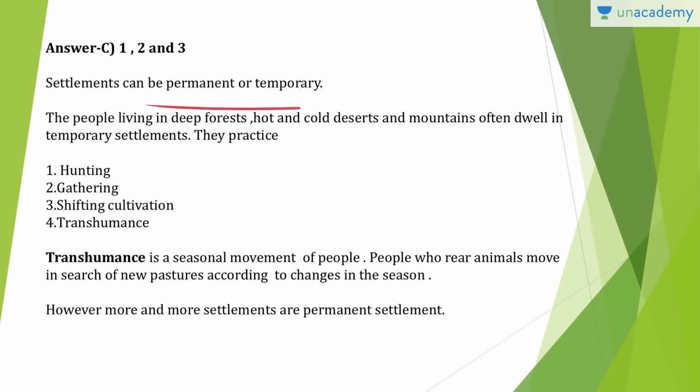So settlements can be either permanent or temporary, and people who live in deep forests, hot and cold deserts, and mountains often dwell in temporary settlements. They practice hunting, gathering, shifting cultivation, also called jhoom and other names, and transhumance, which is a seasonal movement of people, because people who rear animals have to move to new pastures according to the change in the season. However, more settlements are permanent than temporary.